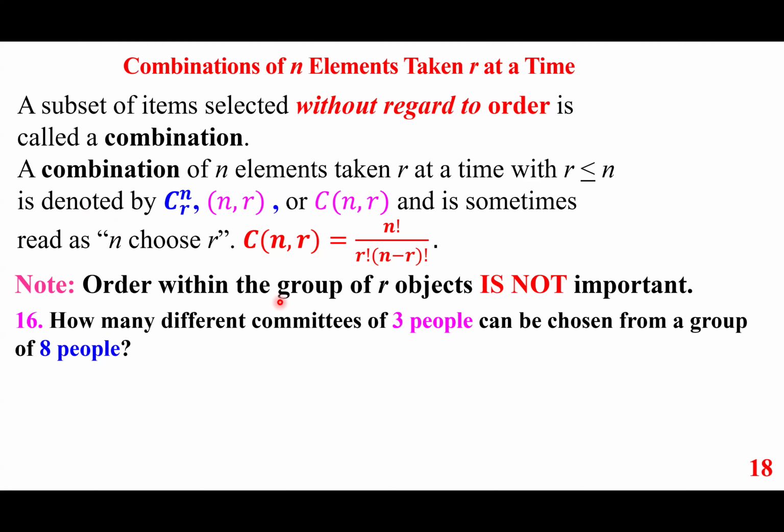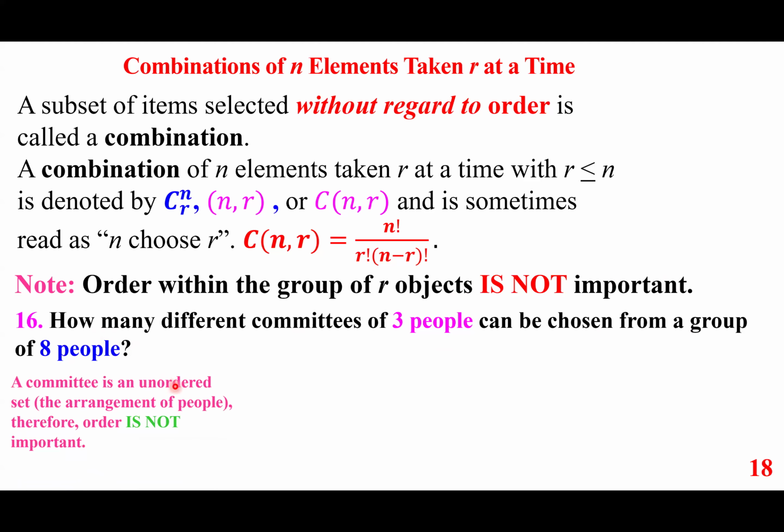Note, order within the group of R objects is not important. Okay, so how many different combinations of 3 people can be chosen from a group of 8 people? That's exactly what's happening. We just want 3 people, in what order is not important. A committee is an unordered set, not an arrangement of people. Therefore, order is not important, and that's important to understand.